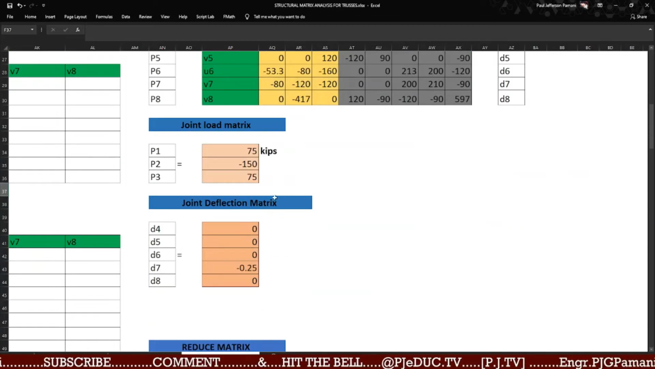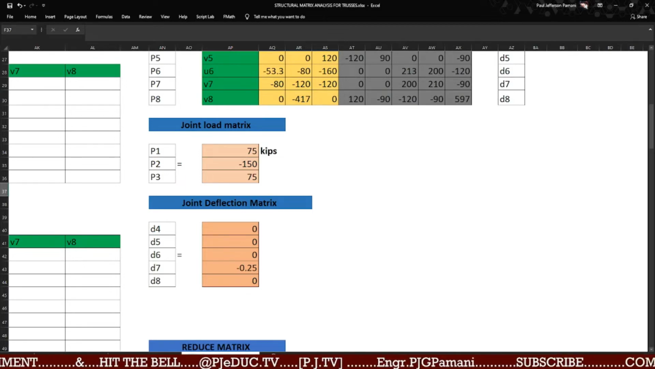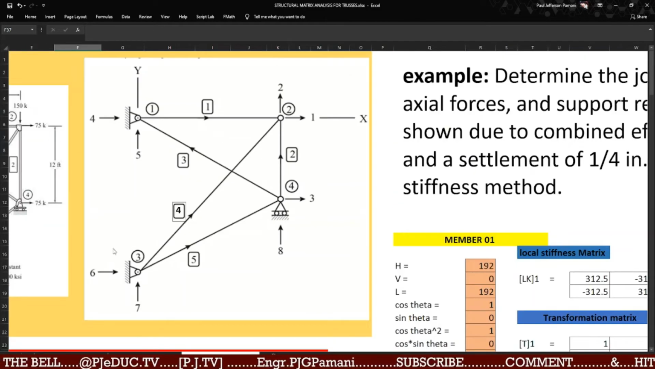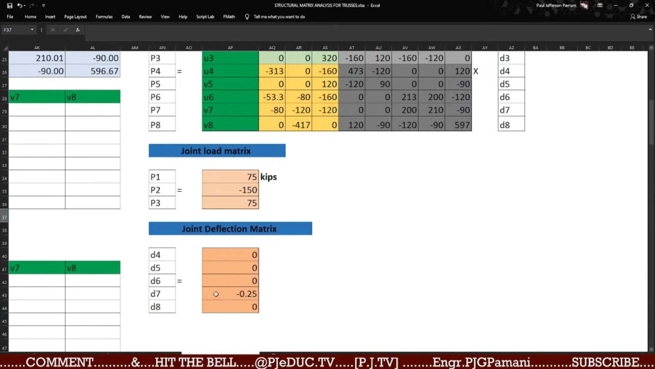And lastly, from the previous example, D4, the deflection at the 4th axis up to the 8th axis, was identified to be 0. But this time, given that there will be a 1/4 inch settlement on support 3 or node 3 vertically, on the vertical axis of node 3 there will be a vertical settlement. When we say settlement, that is negative, downward. So meaning we have a settlement at D7 of negative 0.25. Beyond that, D4, D5, D6, and D8 are still considered equal to 0.